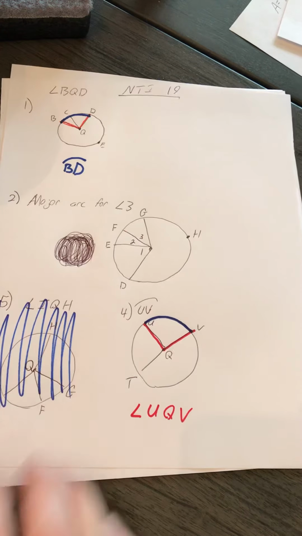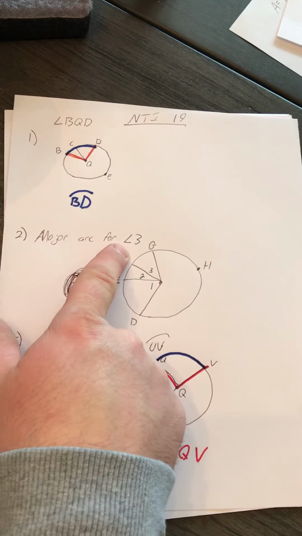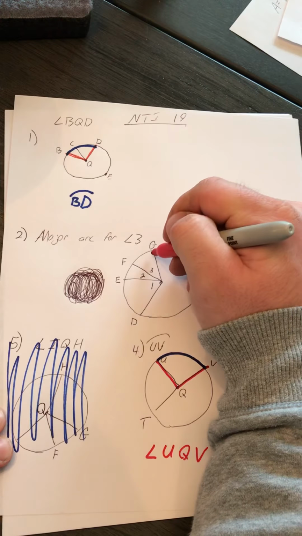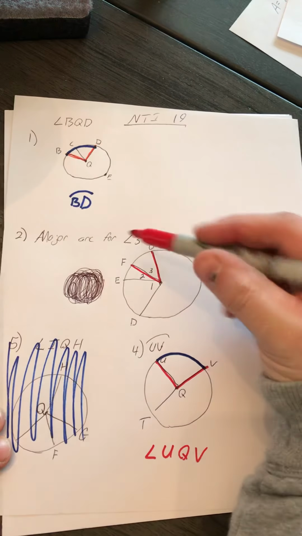Let's look at number 4, or I'm sorry, number 2. It says we're looking for major arc of the angle 3. Okay, so let's look at this one. This is a little bit different. So angle 3 is pretty easy to find. Angle 3 is going to be this angle right here. Okay? Now, it asks for the major arc.